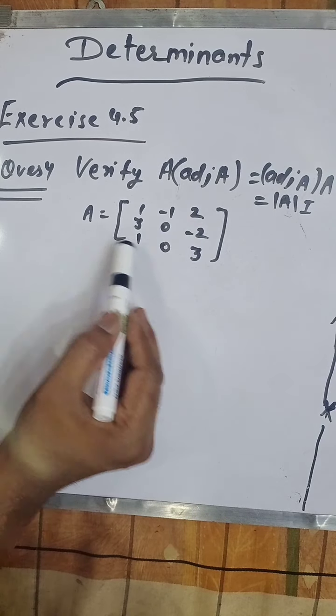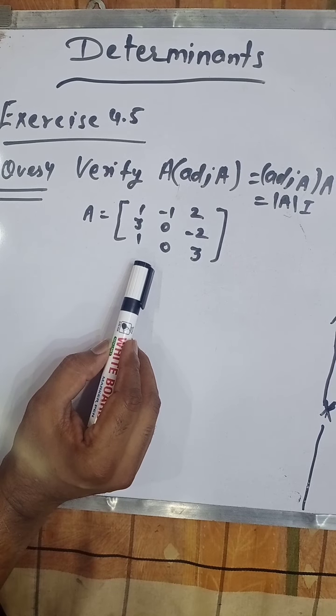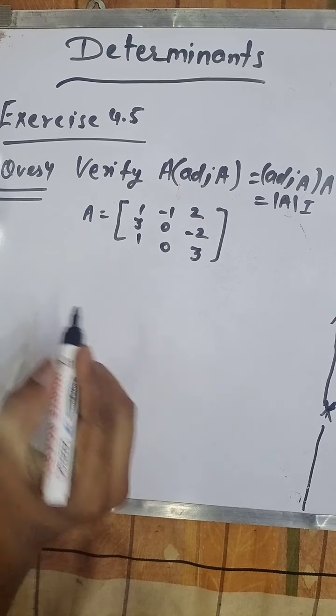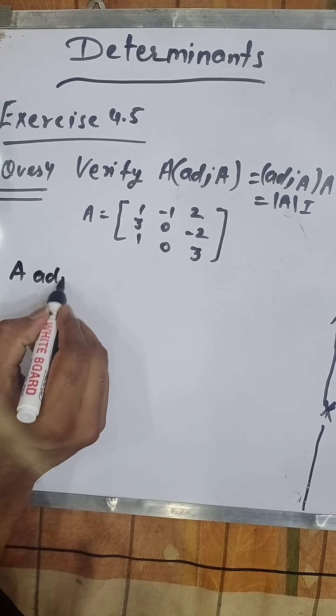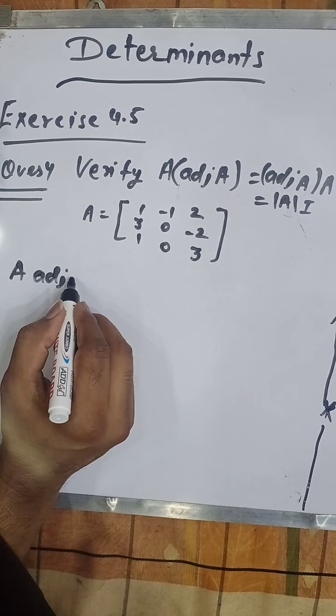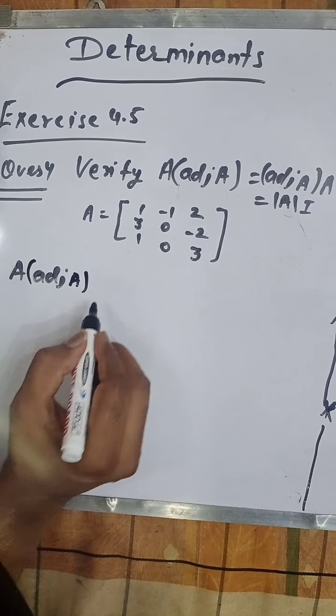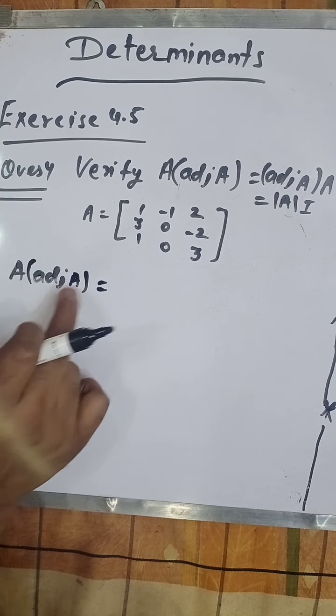It's very easy. A's matrix is given to you. You can find out the adjoint of this. First write the A element. If you have to solve this, you have to take this side, A into adjoint A. So A into adjoint A you can calculate.